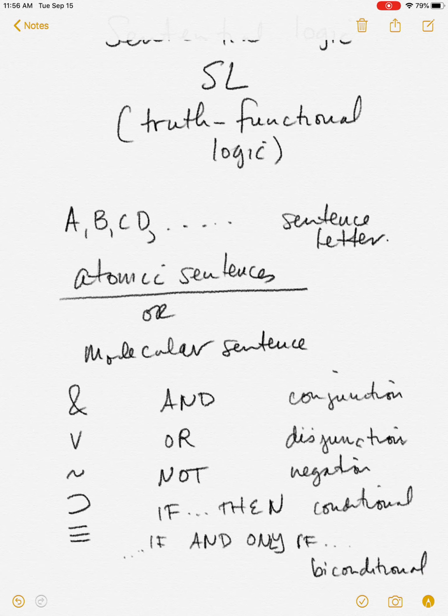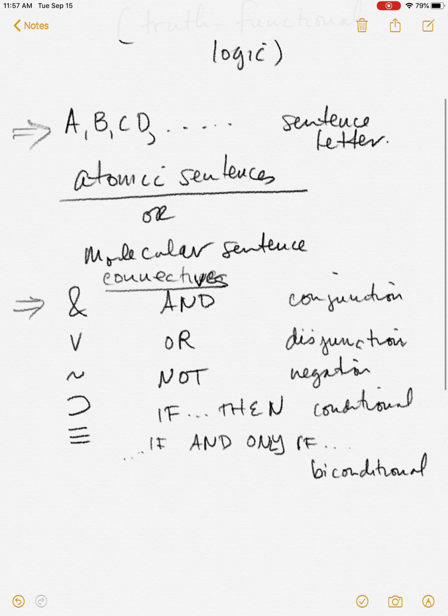Okay. Oh, and in addition to the atomic sentence letters and the connectives, these are the connectives of SL, we also have punctuation. And we'll see how that works in a while. Punctuation is just a left parenthesis and a right parenthesis.